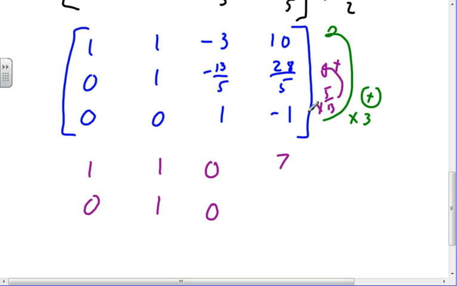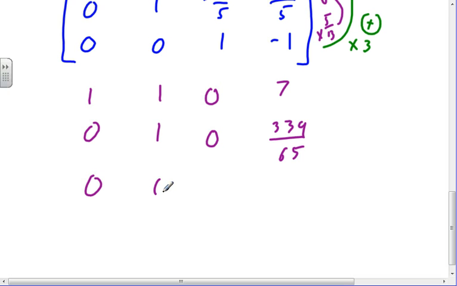All right, now I've got 28 over 5, and I'm adding a minus 3 over 15. So I've got a 339 over 65. Isn't that a... No, that doesn't look good, does it? I'm multiplying by 5 over 13 and adding 28 over 5 minus 5 over 13. Well, that's what I get. So if in fact that's not right, is that right? No, that's not right. 0, 0, 1, minus 1.